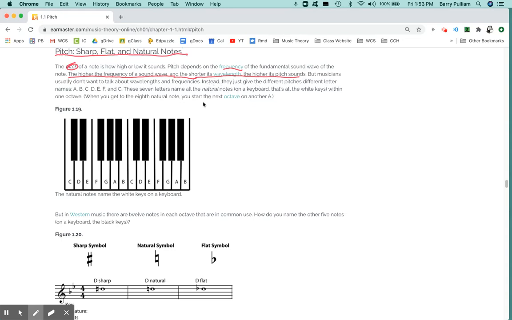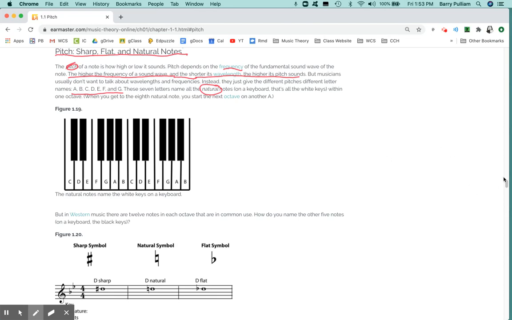But musicians usually don't talk about wavelengths and stuff. We identify things with note names. A, B, C, D, E, F, and G. Those are all of the natural notes on a keyboard. Here they are. A, B, C, D, E, F, G, A, B. And then if we went down, A, G, F, E, D, C. The white keys on the keyboard are natural notes.